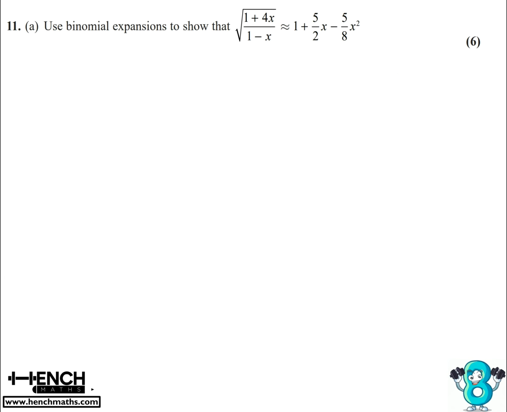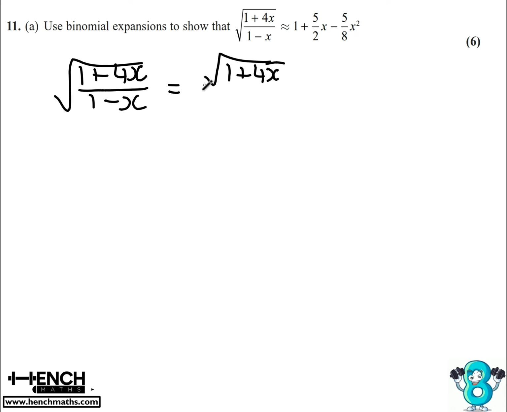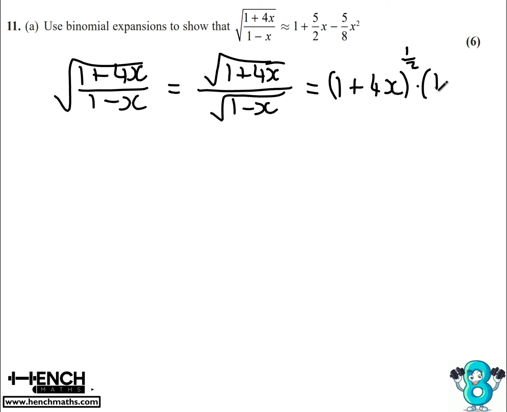Our first mission in part A will be to separate this root into separate components that we can expand separately. So let's consider, 1 plus 4x divided by 1 subtract x. That's the same as root 1 plus 4x divided by root 1 subtract x. This means it's 1 plus 4x to the power of a half multiplied by 1 subtract x to the power of negative a half. This gives us two separate things we can expand using the binomial expansion formula.